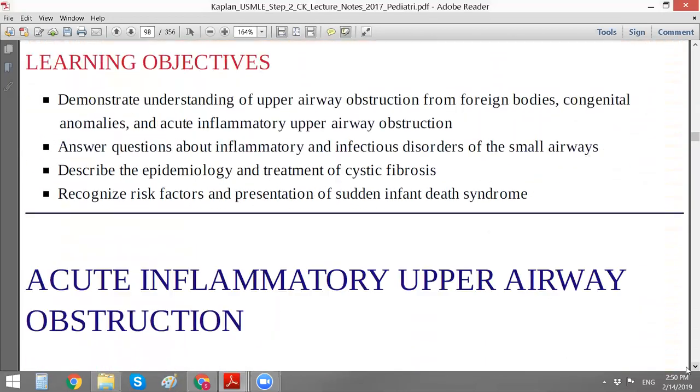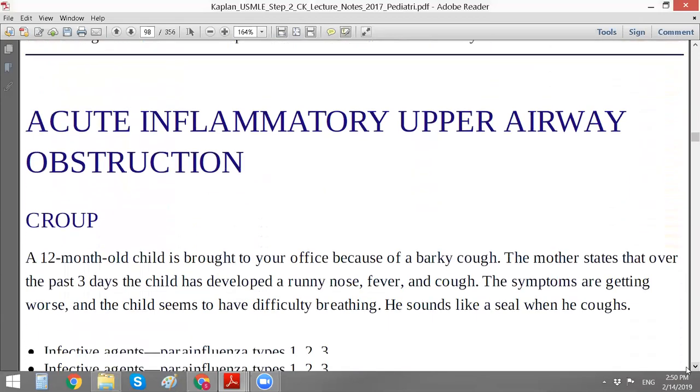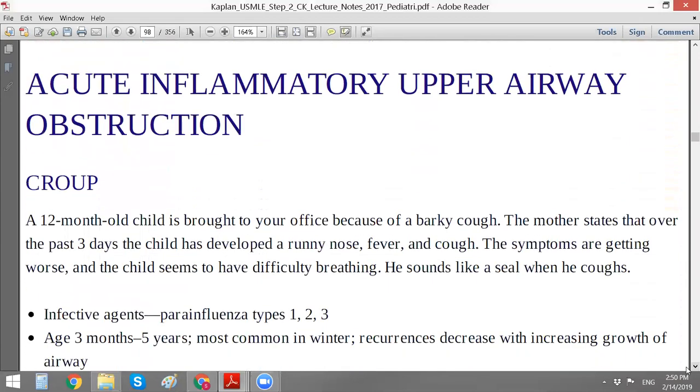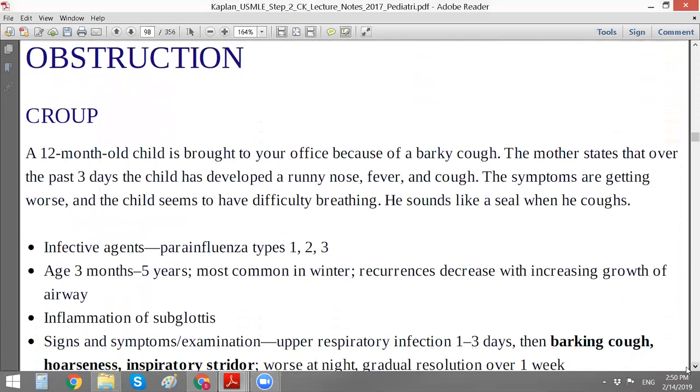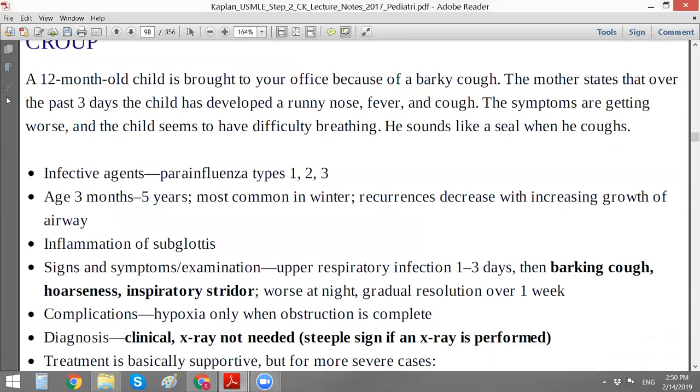Respiratory disease. Acute inflammatory upper airway obstruction. Croup. This is a 12-month-old child brought to the office because of a barky cough. Barky cough is croup. Mother states that over the past 3 days, the child has developed runny nose, fever, cough. Symptoms are getting worse and the child seems to have difficulty breathing. He sounds like a seal when he coughs. So this is pathognomonic for croup. And he just has runny nose, fever and cough and some difficulty breathing.